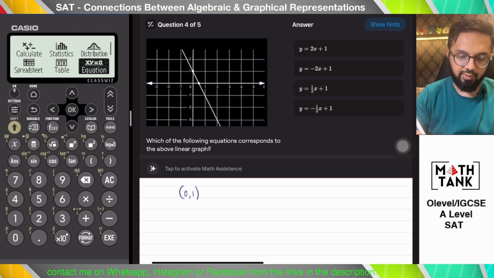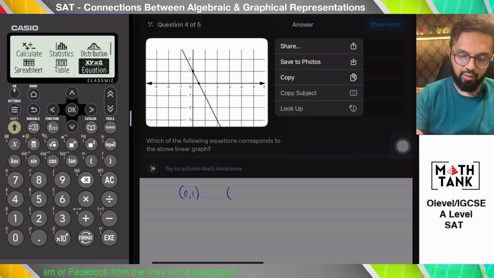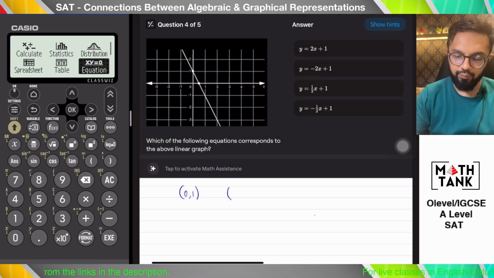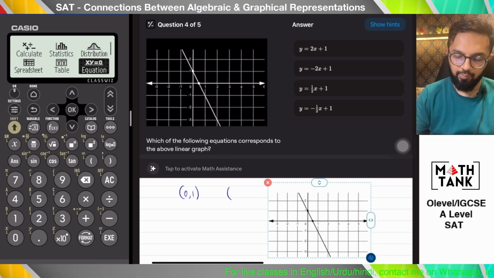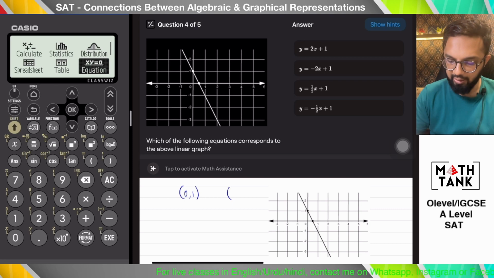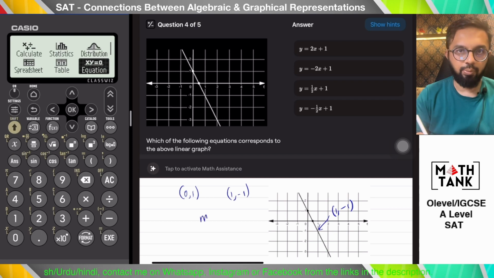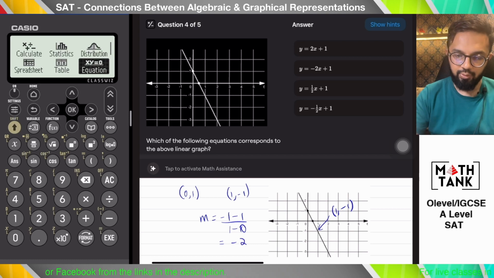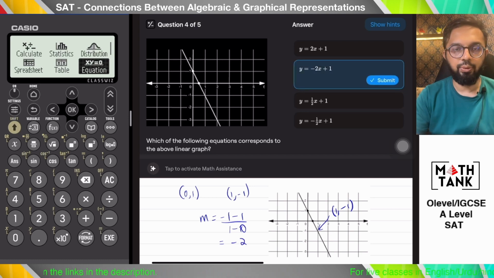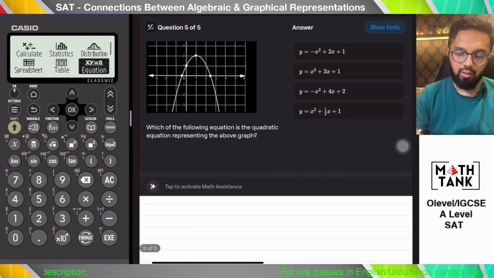The first point that I see is 0, comma 1. And then I see this other point. If I place this photo for you here, you'll be able to see as well. The other point that I'm picking out is 1, comma minus 1. If I calculate the slope, I get minus 1 over 1 minus 0, so I get minus 2. So the equation should be y equals minus 2x plus 1.